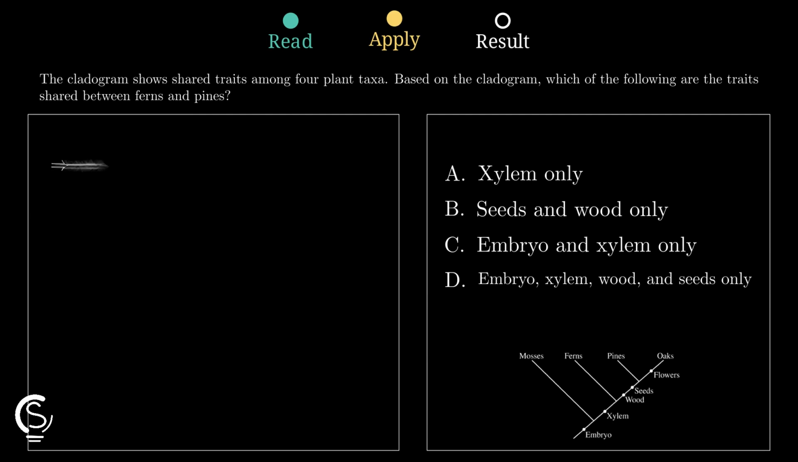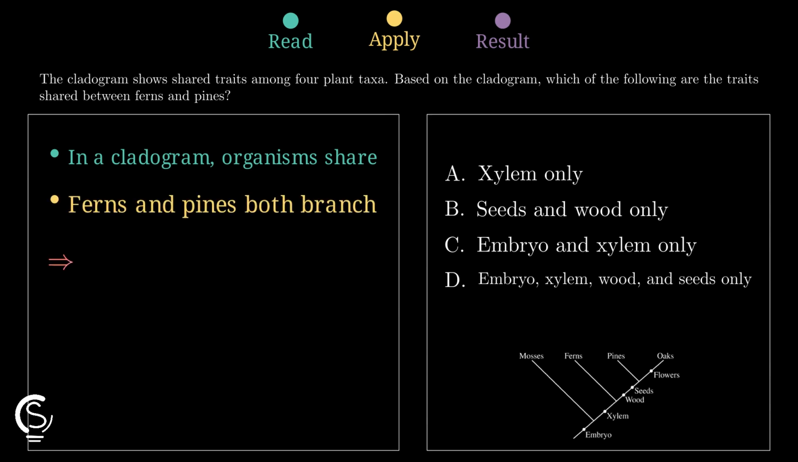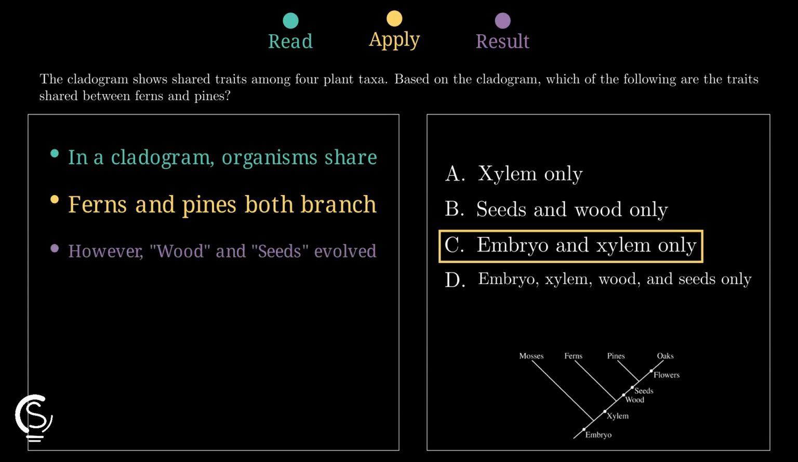Ferns and pines both come after embryo and xylem appear, so those traits are shared by both groups, and that already matches the common history shown on the diagram. However, wood and seeds evolve later on the pine line, after ferns split off, so they are not shared by both, which locks option C.